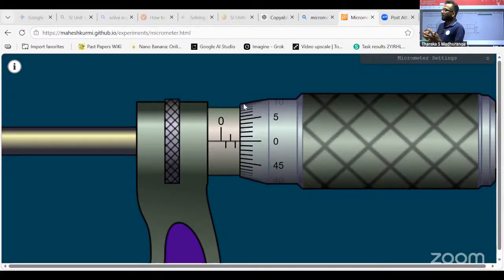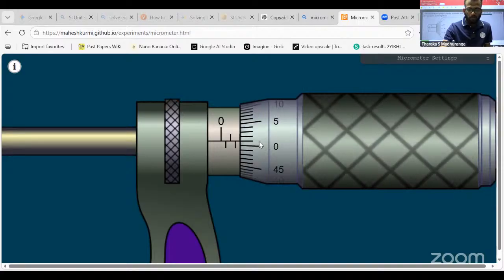The screw gap is very important to calculate the least count of a micrometer screw gauge. The screw gap means the movement while rotating one revolution. Now you can see the values in the linear scale: 0, 0.5, 1, 1.5, 2. The margin of the circular scale is at 2 in the linear scale. The screw gap means rotating one revolution like this.